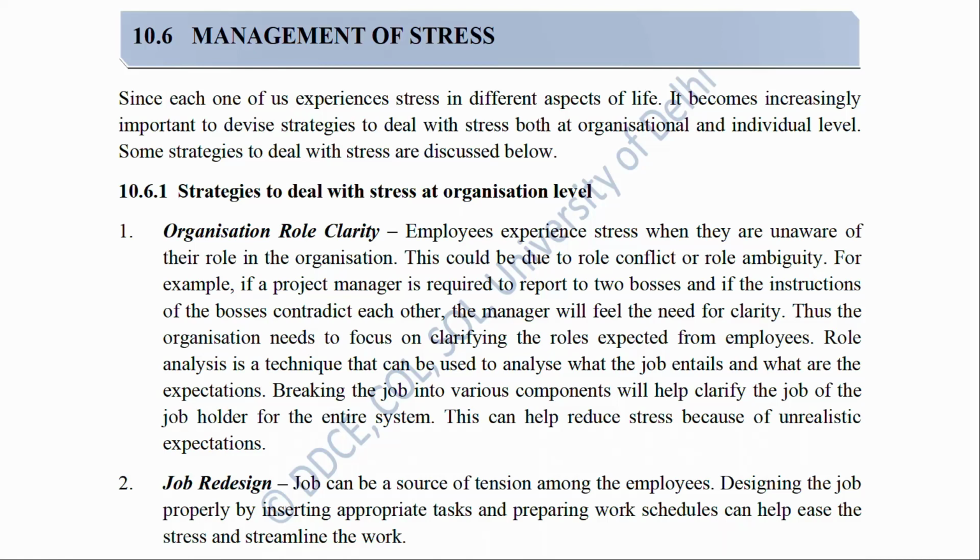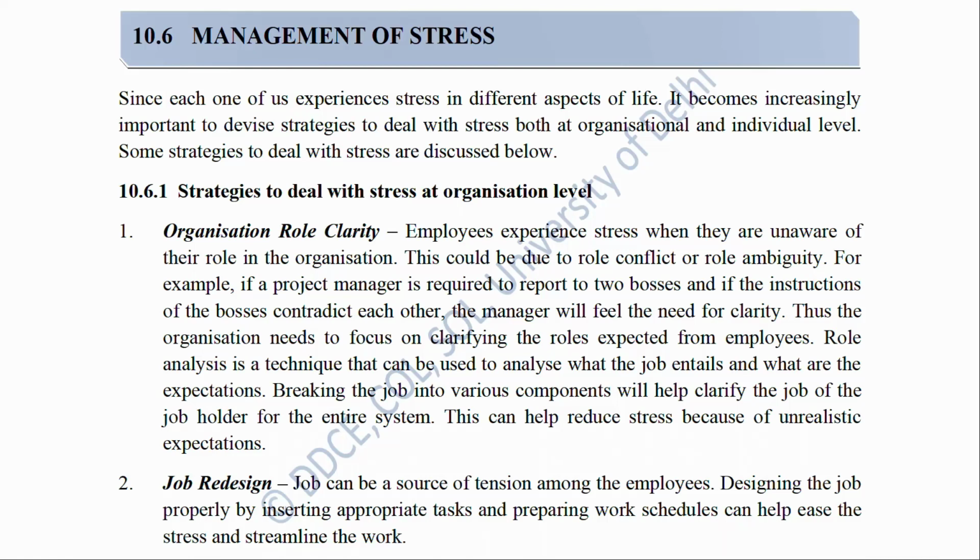First, organizational role clarity. Employees experience stress when they are unaware of their role in the organization. This could be due to role conflict or role ambiguity. For example, if a project manager is required to report to two bosses and if the instructions of the bosses contradict each other, the manager will feel the need for clarity. Thus, the organization needs to focus on clarifying the roles expected from employees.